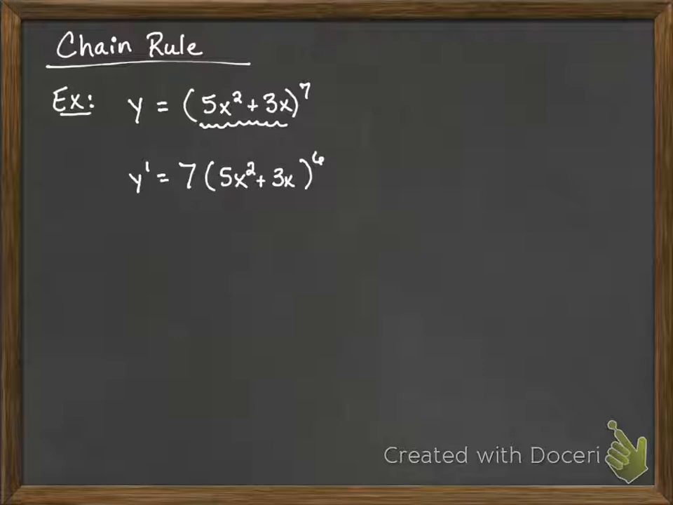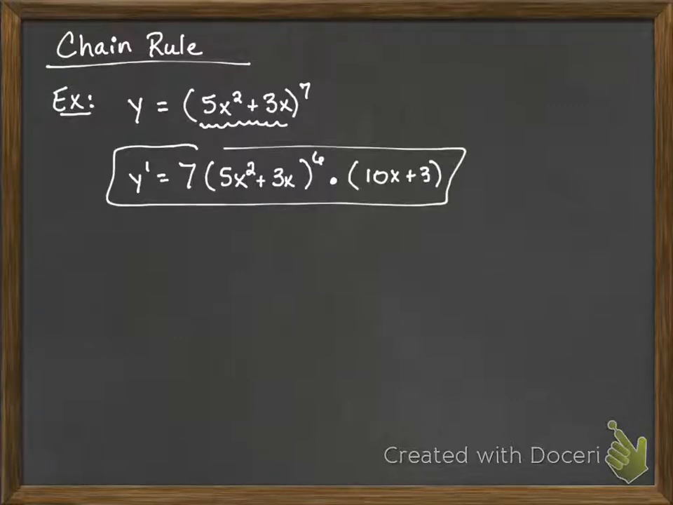Okay, where the chain rule part comes in is we haven't done anything about what's inside the parentheses. So now we have to multiply and take the derivative of the inside of the parentheses. You're multiplying this first part by whatever the derivative of the inside is. So the derivative of just the inside, 5x squared, is 10x plus 3. All right, and that's your answer.